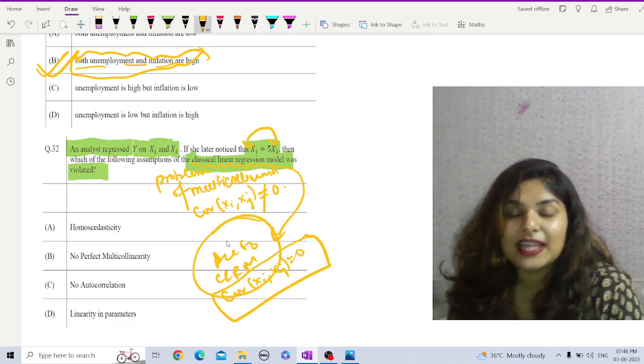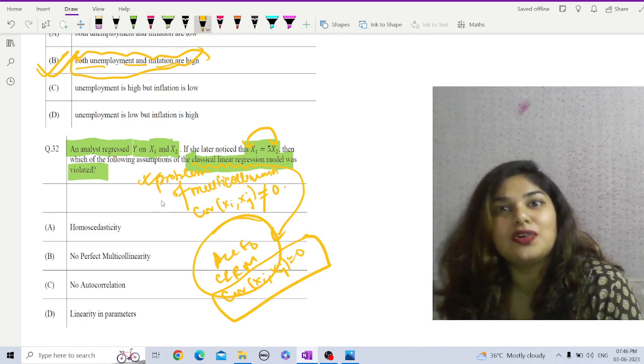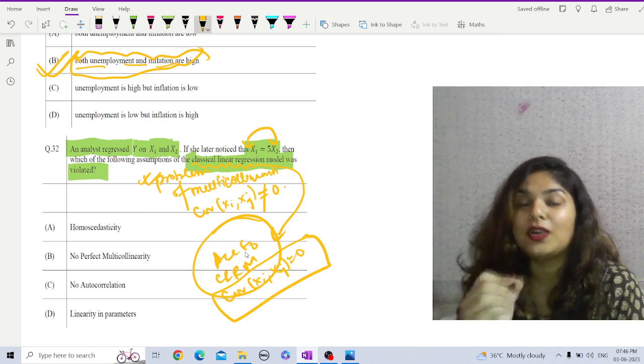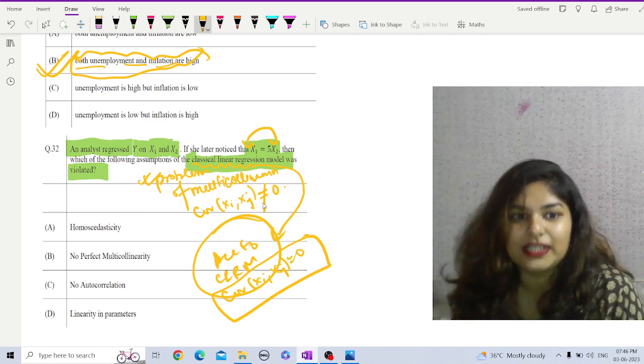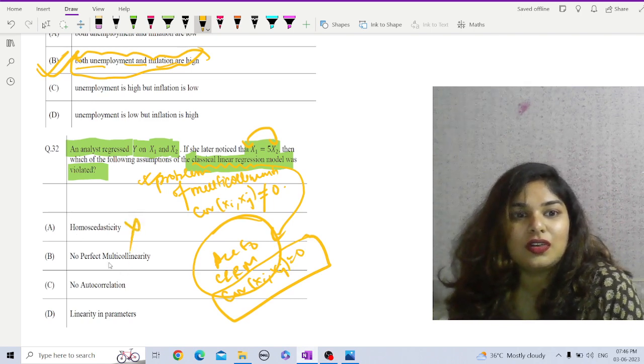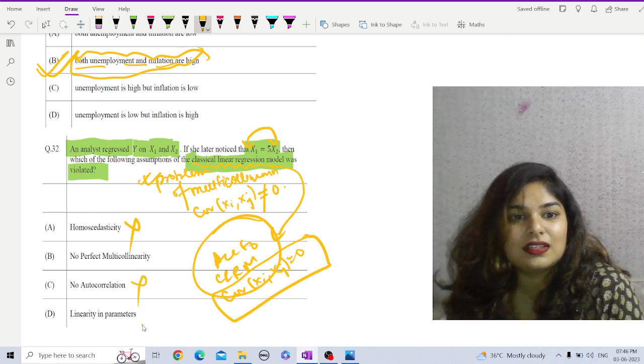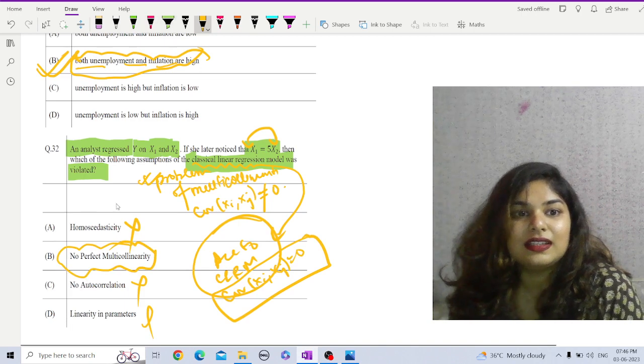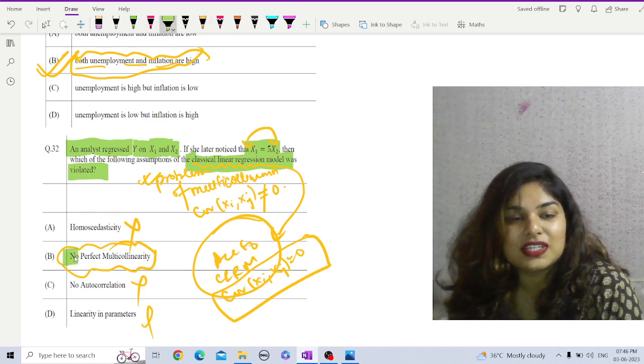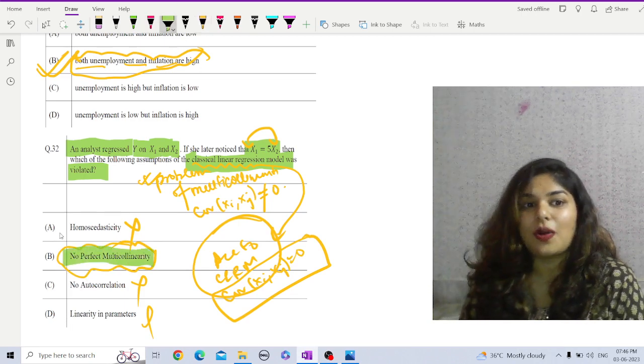So according to CLRM, there should be no multicollinearity, but according to this problem, there is multicollinearity. That means the no multicollinearity condition is violated. So not homoscedasticity, not this, but definitely no perfect multicollinearity. So this is the assumption of CLRM which is violated. So option B.